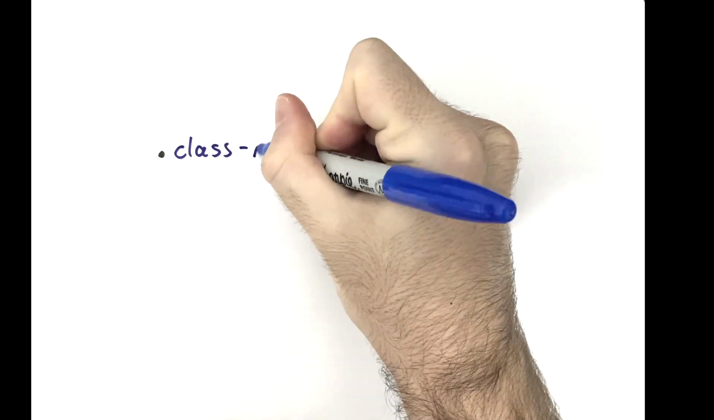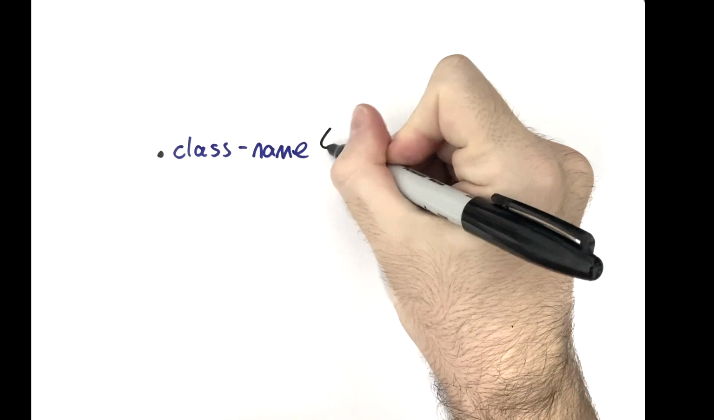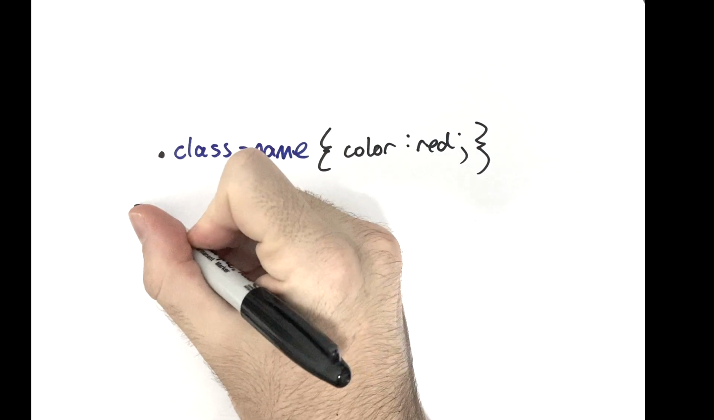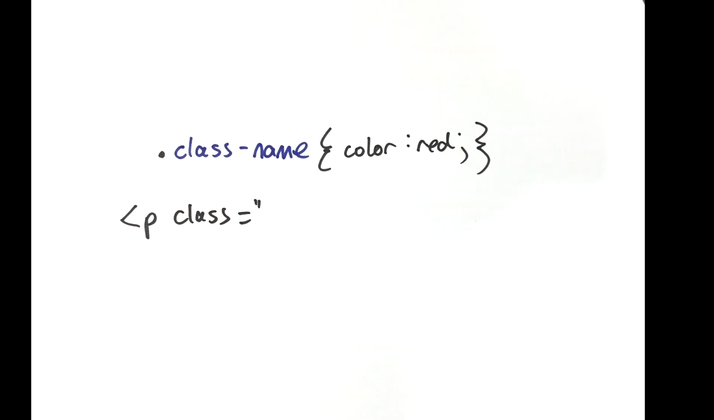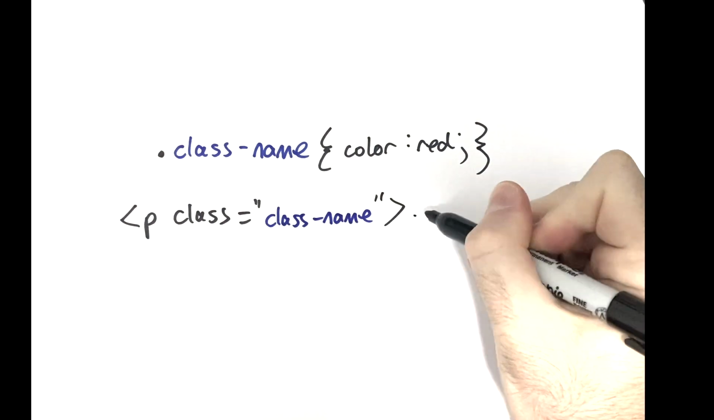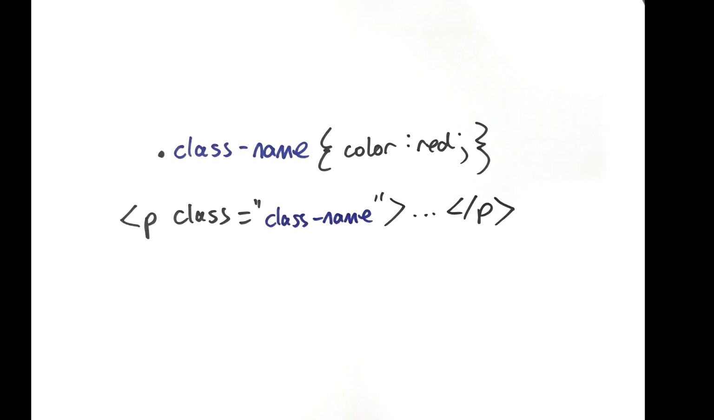A good solution to this problem is to write rules that apply only to elements that are of a particular class. So to do this is quite simple. As a selector, you just write a dot, followed by the name of your class, and then you use the class attribute of your HTML elements to indicate where that rule should be applied. So any P elements with this attribute is going to be colored red.